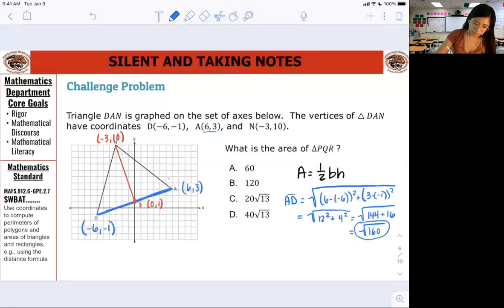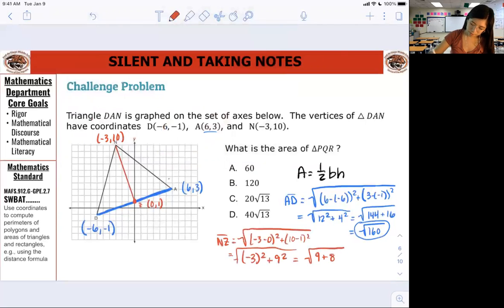For the other one, for NZ, we get, I'll do the x's first, -3 minus 0 squared plus 10 minus 1 squared. Well, that's going to be -3 squared plus 9 squared, which is 9 plus 81. 9 plus 81 gives me 90, square root of 90. So I got the square root of 160 and the square root of 90.